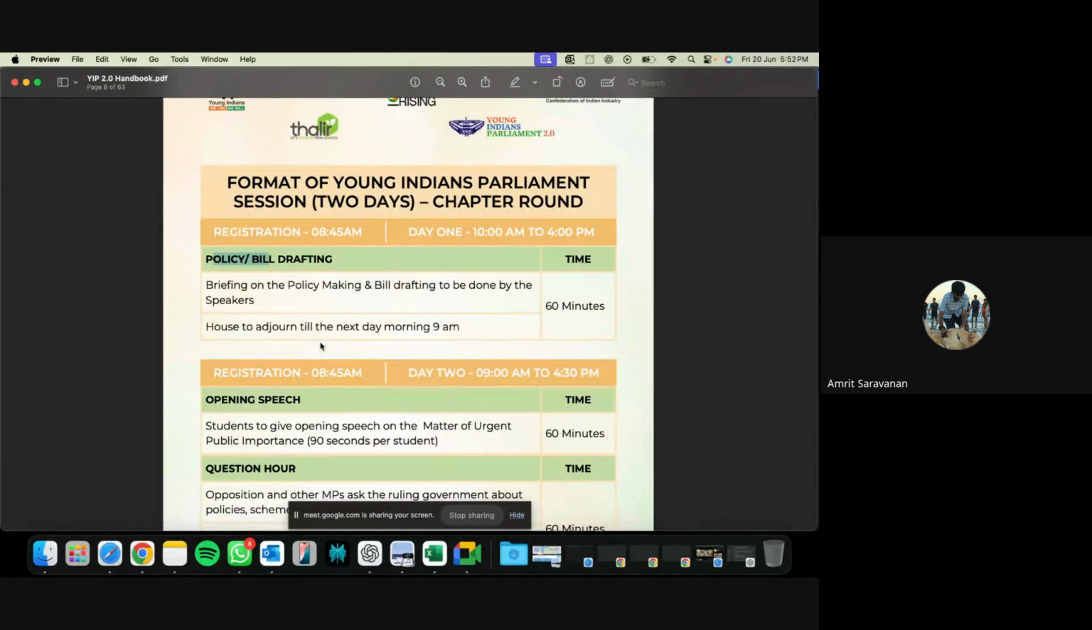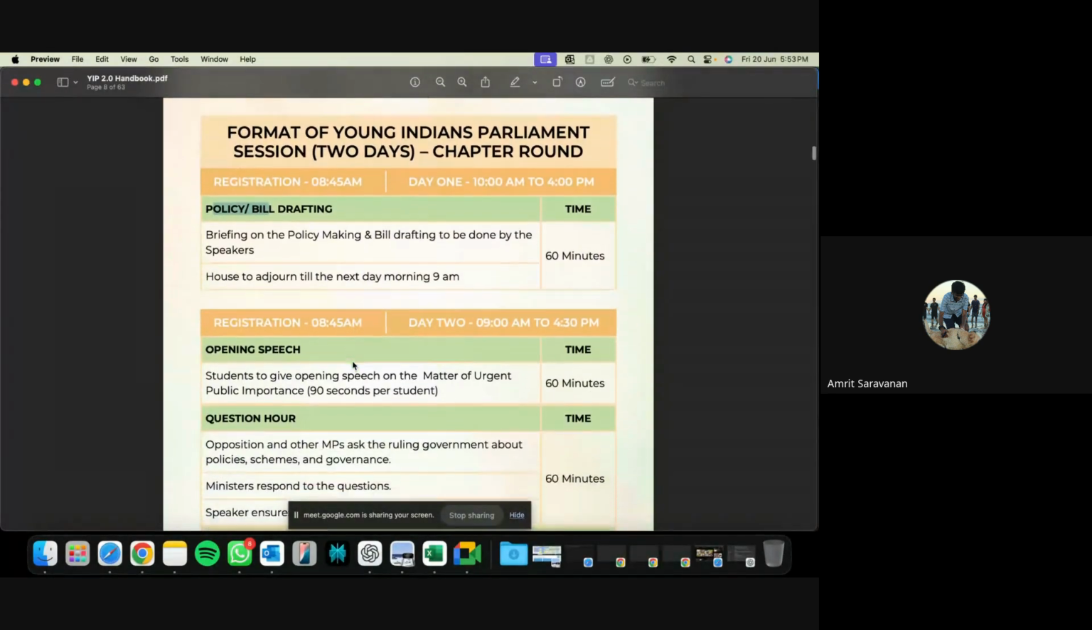It's only for the committee to focus among themselves and to draft the bill which they want to propose. This will start during the last hour of the first day, and once that one hour is over, the house will adjourn till the next morning. Once the students go home, they will communicate on the WhatsApp groups and form the bill that they want to draft.